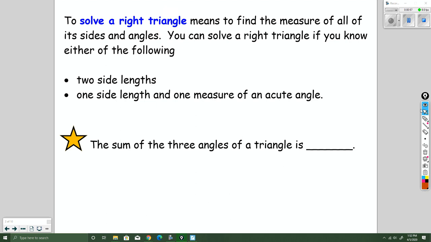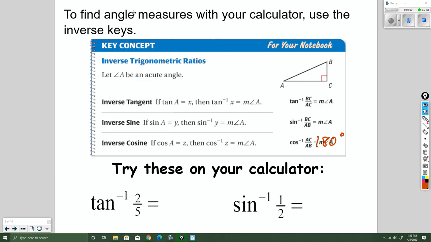The sum of the three angles of a triangle is 180 degrees. That's something we know from semester 1 when we talked about triangles. We're going to use that to find some of the other angle measures within the right triangle. So let's start by talking about the inverse trigonometric ratios. To find angle measures with our calculator, we're going to use the inverse keys.